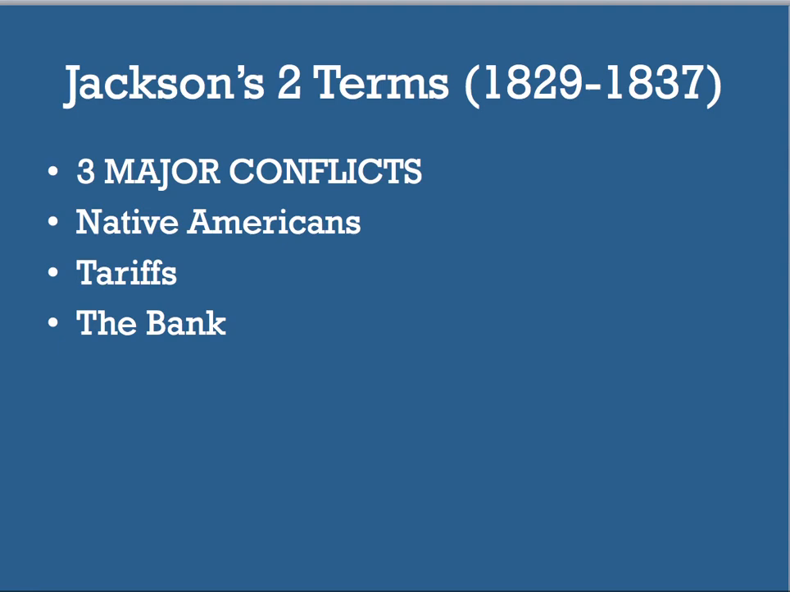Now, Jackson has two terms, and three major concerns in those terms. I'll go over all three of them. The first issue is Native Americans and the removal of them. The second is tariffs and what tension comes from that. And the third is the National Bank, which, as you guys know, was rechartered in 1816 and is still around.